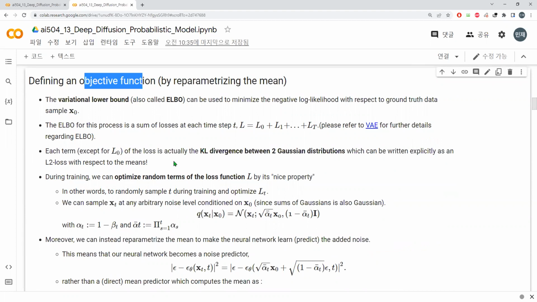We will build the loss using the variational lower bound, or ELBO. And during optimizing the loss, we can jump the time steps for diffusion, since a sum of Gaussians is also Gaussian.